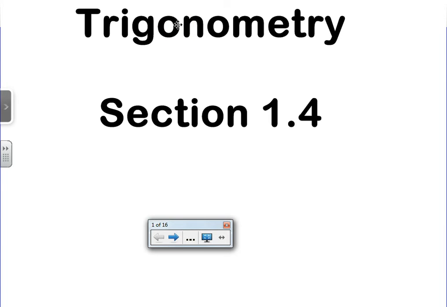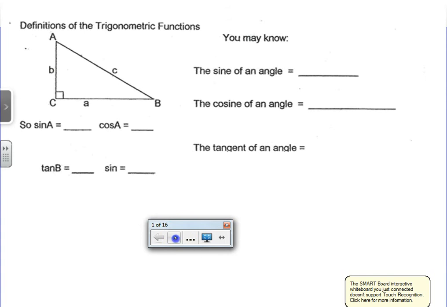Section 1.4 is a lesson that's going to involve some of our reciprocal identities and our reciprocal functions. We're going to go a little more in depth. So, first let's warm up a little bit. Remember, we have a right triangle, and they want us to fill out some information about the different trig functions.